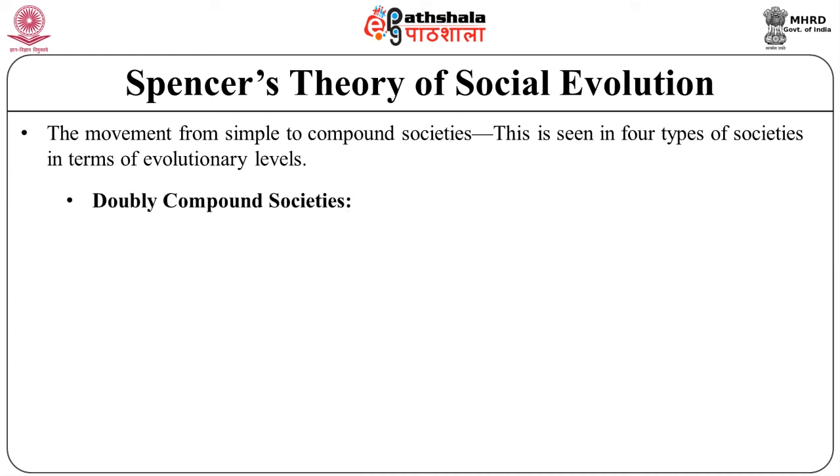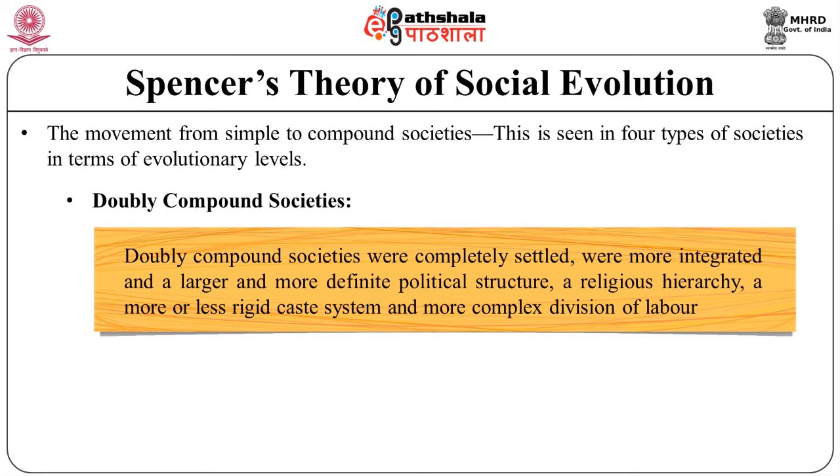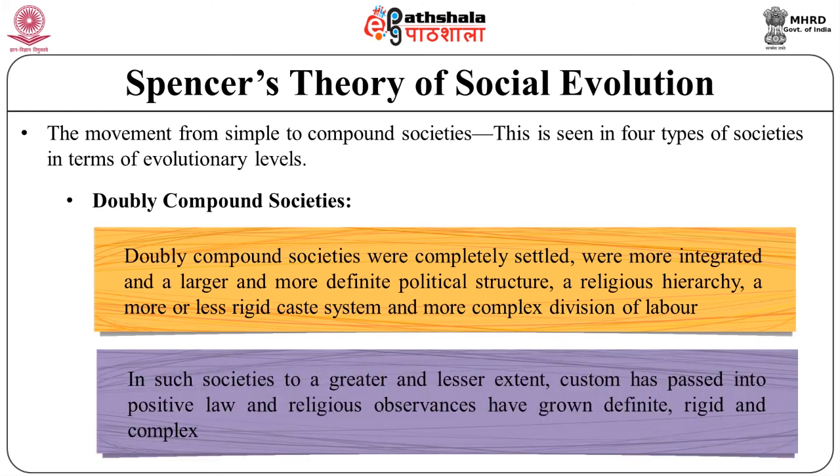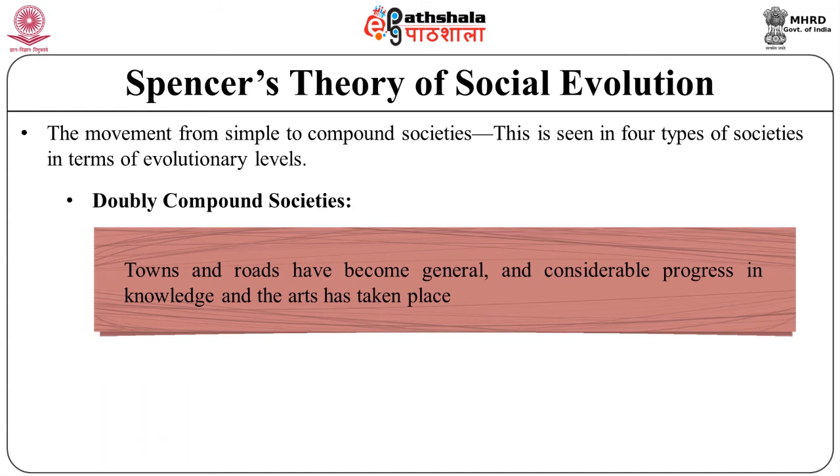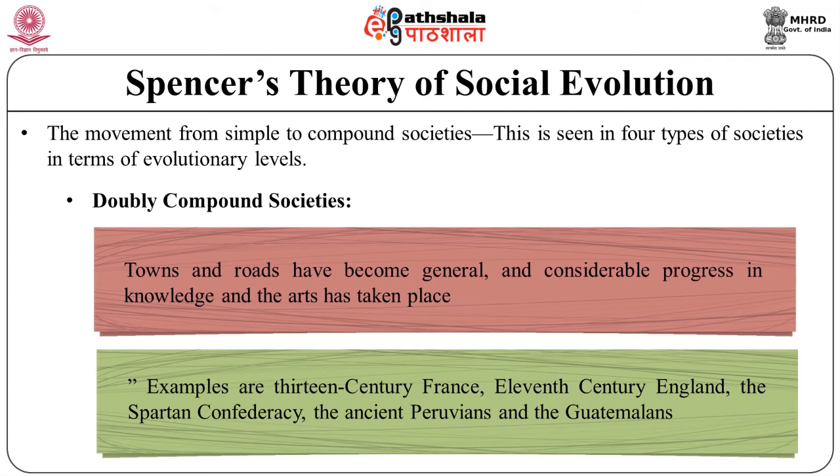Now let's have a look at the third category, that is doubly compound societies. The doubly compound societies were completely settled, much more integrated, with a larger and more definite political structure, a religious hierarchy, a more or less rigid caste system and a more complex division of labor. Furthermore, in such societies, to a greater or lesser extent, customs have passed into positive law and religious observances have grown definite, rigid and complex. Towns and roads have become general and considerable progress in knowledge and the arts has taken place. Some examples are 13th century France, 11th century England, the Spartan Confederacy, the ancient Peruvians and the Guatemalans.